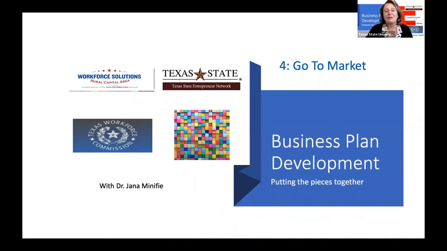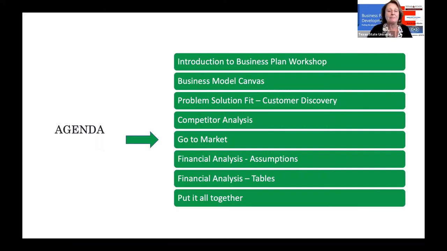Now in this module, we're going to learn about how do we go to market, meaning how are we going to develop our revenue. Specifically, we're going to be looking at the business model canvas, the revenue box that is on there, in the bottom right-hand side of the business model canvas.